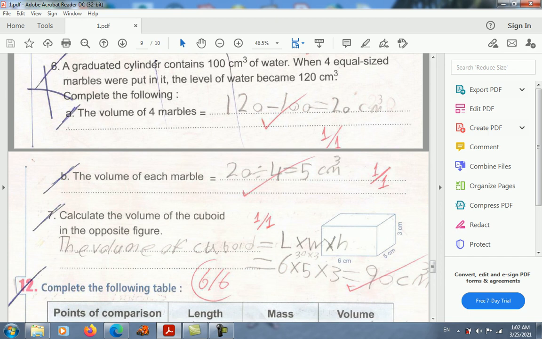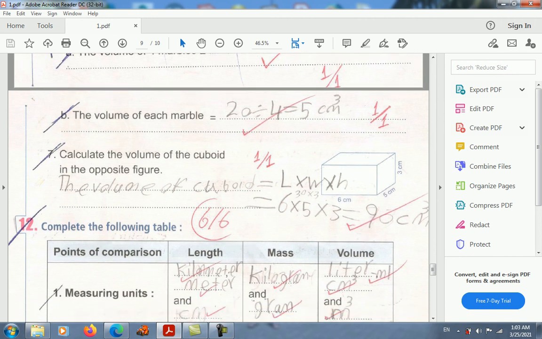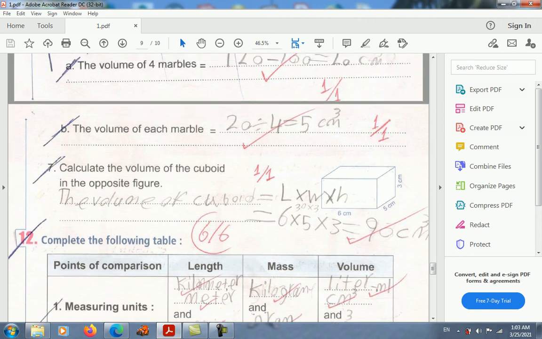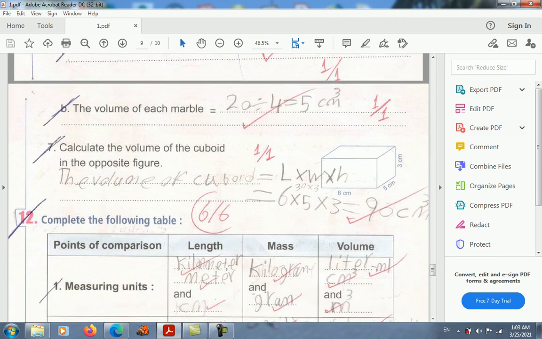A. The volume of 4 marbles equals 120 minus 100, sorry, this is 120 after putting them minus the reading before we put them. So 120 minus 100 equals 20 centimeter cube. The volume of each marble equals, we have 4 marbles, so it's going to be 20 divided by 4, so equal to 5 centimeter cube.